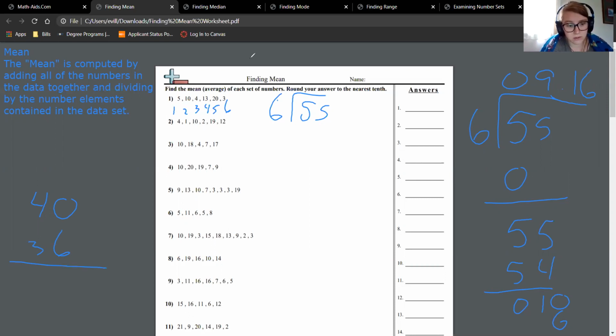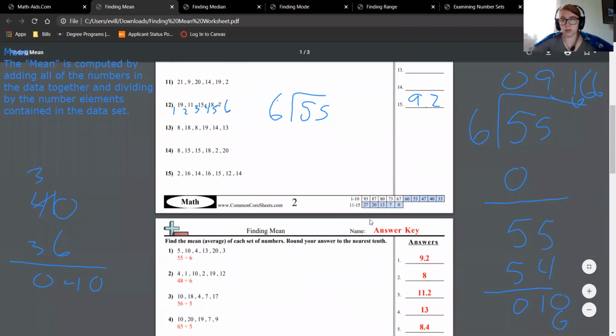40 minus 36 is 4. Bring down a 0 again. It's going to be repeating. So we know we have another 6 here. It's just telling us to go to the tenths. The first number after the decimal is the tenths. So we have a 1 here. We look back at the next digit, 6 is higher than 5, so we round up. So our answer should be 9.2. Let's scroll down, see if I'm right. Number 1, 9.2. Ooh.